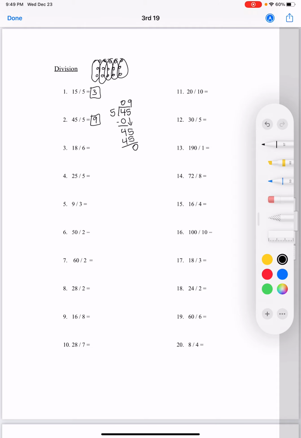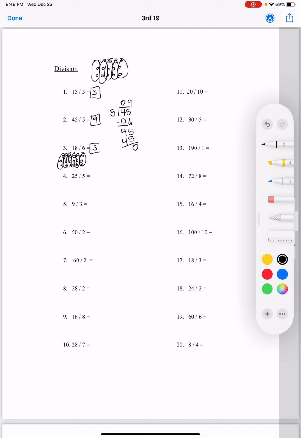Okay, 18 divided by 6. Let's do circles again: 1, 2, 3, 4, 5, 6, 7, 8, 9, 10, 11, 12, 13, 14, 15, 16, 17, 18. So you have 18 circles and you want to divide them into 6 groups. So 1, 2, 3, 4, 5, and 6. There's 3 circles in each group, which means that the answer would be 3.